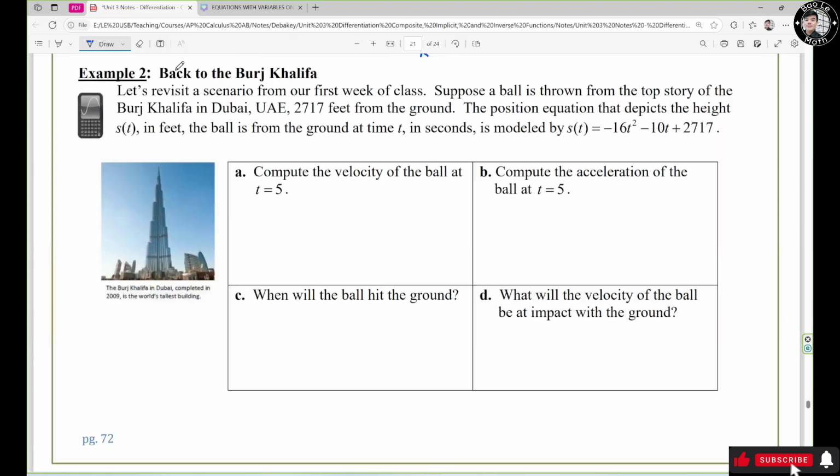Example number 2. Back to the Burj Khalifa. Let's revisit a scenario from our first week of class. Suppose a ball is thrown from the top story of the Burj Khalifa in Dubai, UAE, 17 feet from the ground. The position equation that depicts the height s of t in feet of the ball from the ground at time t in seconds is modeled by s of t equals negative 16 t squared minus 10 t plus 17.